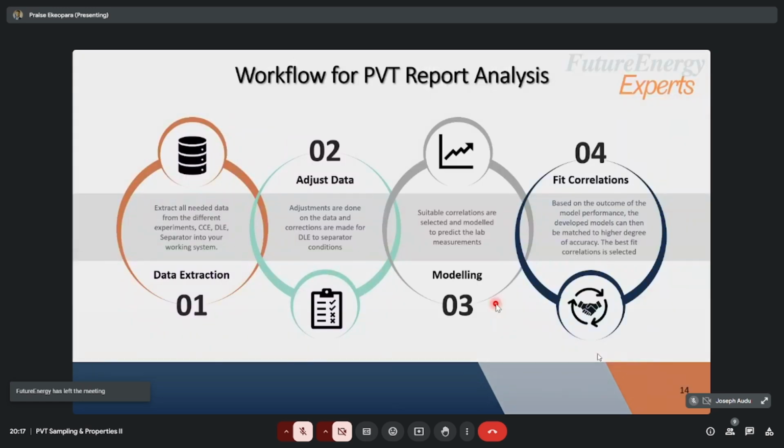So in summary, the workflow for PVT report analysis, and this is the workflow we'll be adopting in our next practical session, is that first of all we do some data extraction. And why are we extracting?